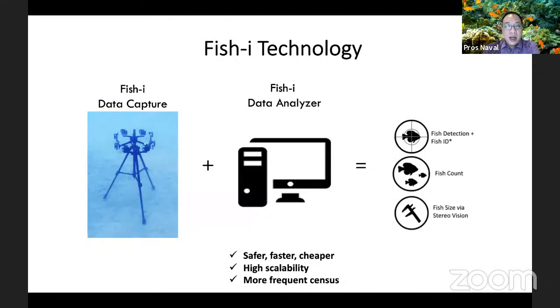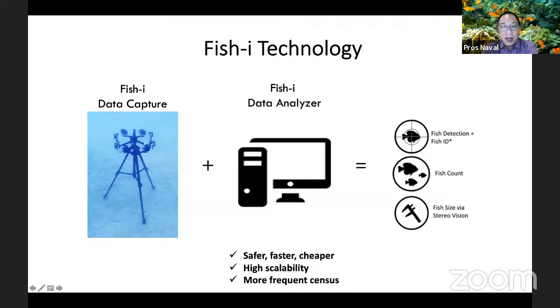Our fish eye technology basically consists of a data capture device. It's a rig with four sets of stereo cameras looking in four different directions: north, south, east, west, or, well, you can change the orientation, of course, but you can image forward, backward, to the right, and to the left, all at once, simultaneously. And you need stereo cameras to be able to measure the sizes of fishes.